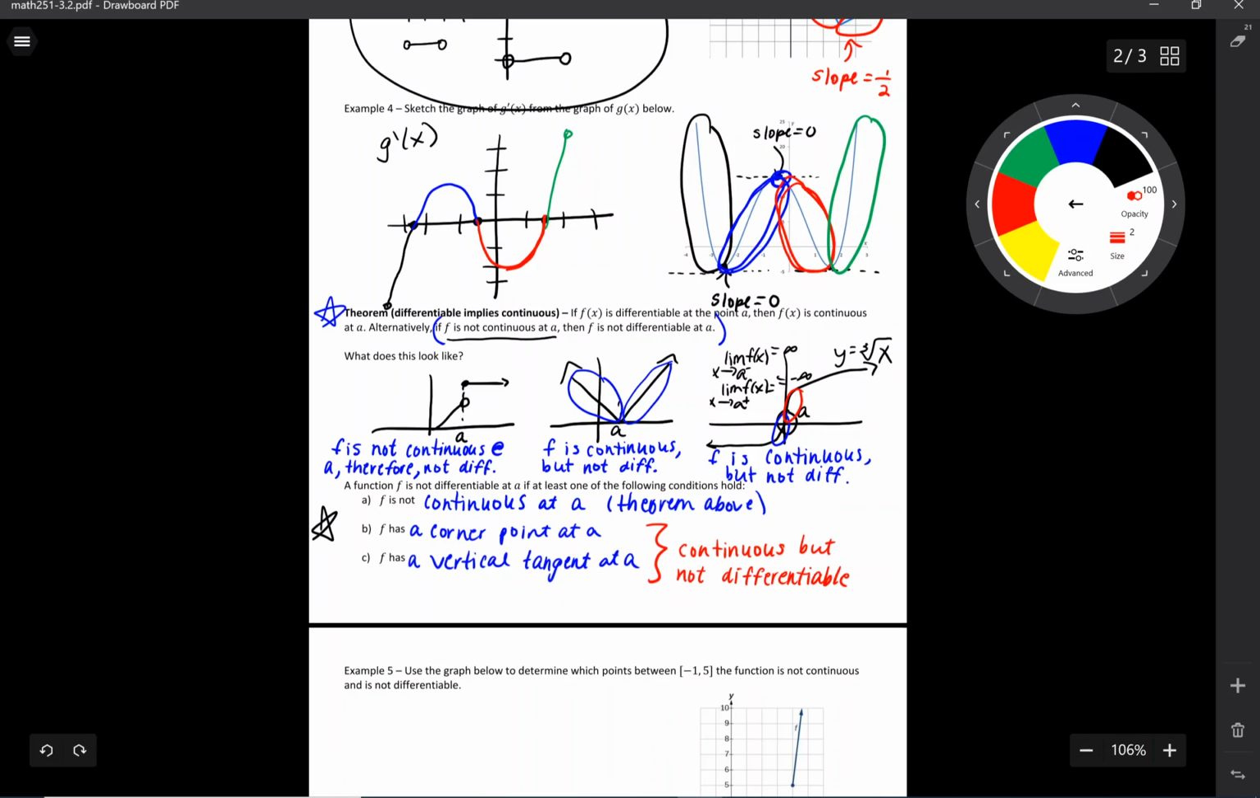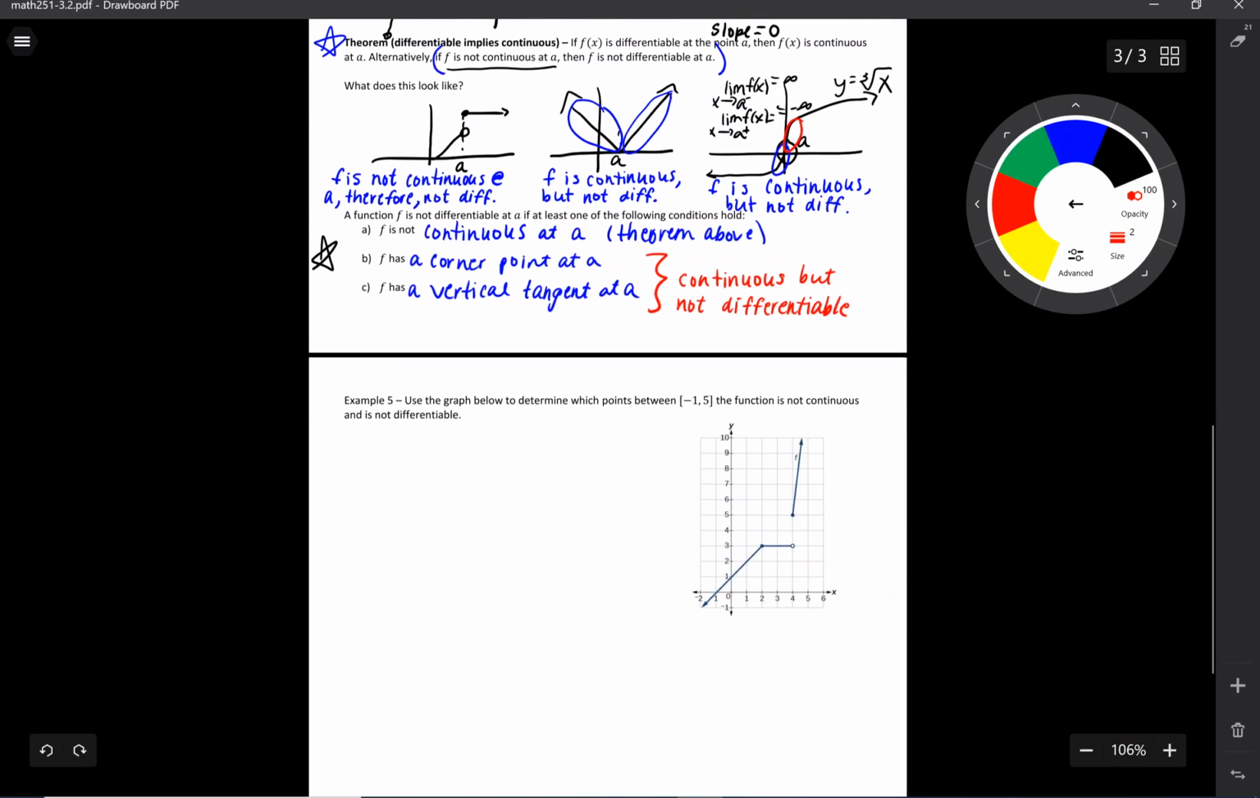So again, this theorem does not say if f is continuous, it is differentiable. The only thing that it says is if f is differentiable, it's continuous, and if f is not continuous, then it is not differentiable.